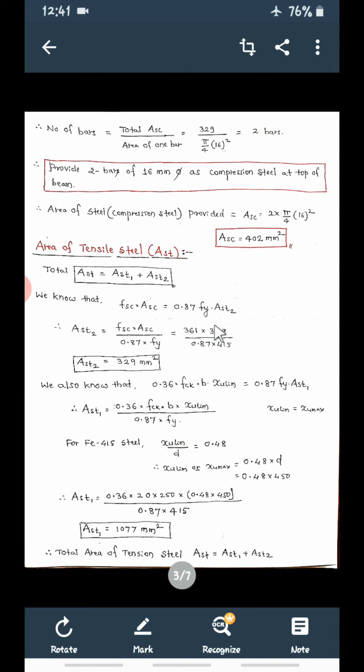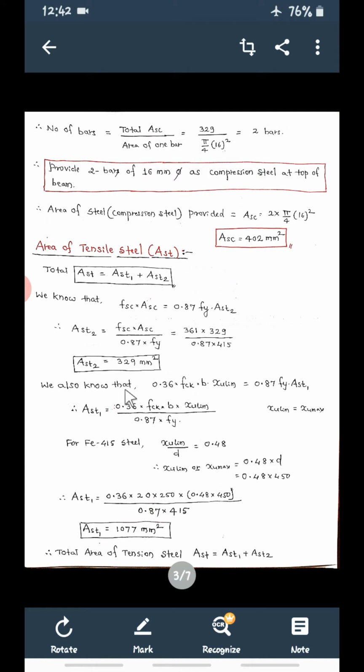So here actually you have to provide this. You have to take this. We are actually providing, 329 is required, but how much are you providing? 402. Make the correction. You can substitute this value 402 here, not this 329. So AST2 is 329 mm square. This is going to change now. AST2 required will be 329 mm square. Now this is AST2. Now we'll calculate AST1.